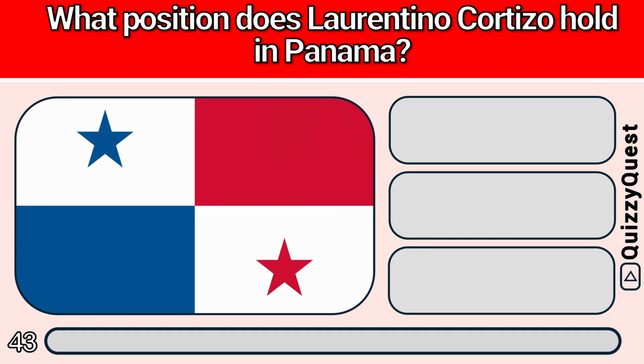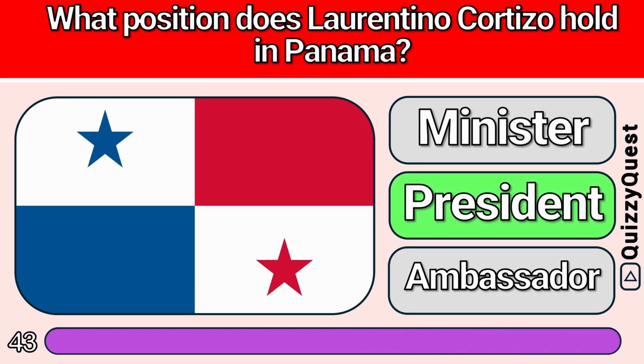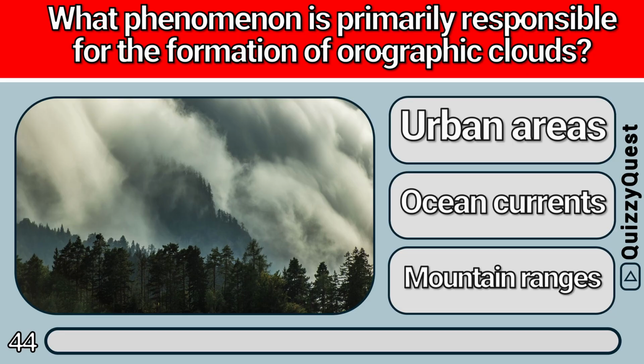What position does Laurentino Cortizo hold in Panama? Is it A, minister, B, president, or C, ambassador? It is B, president. What phenomenon is primarily responsible for the formation of orographic clouds?